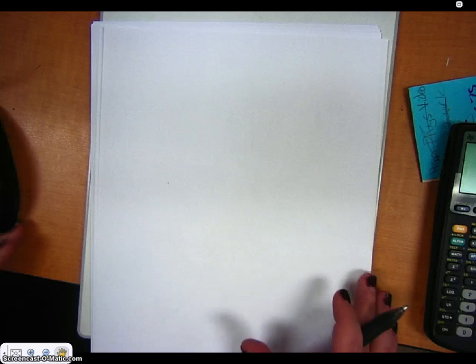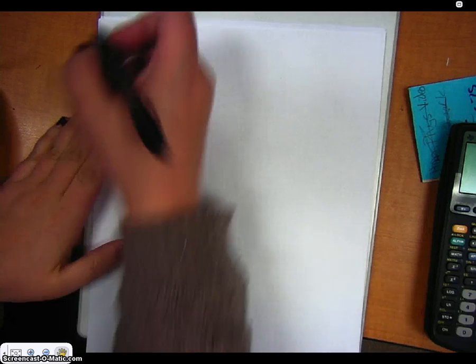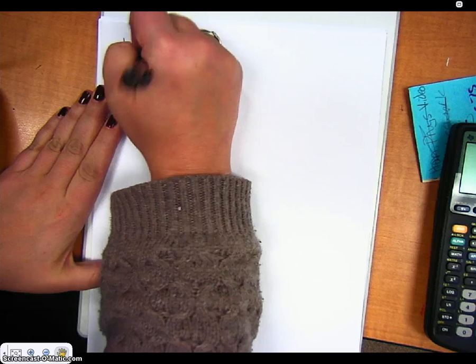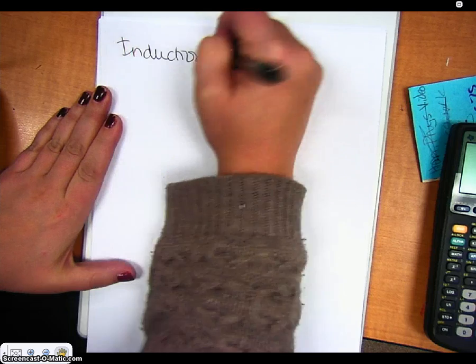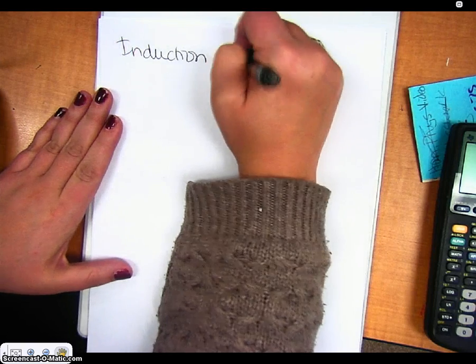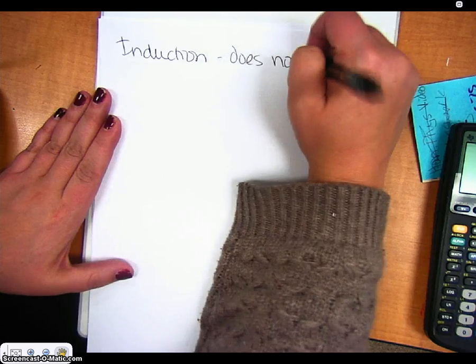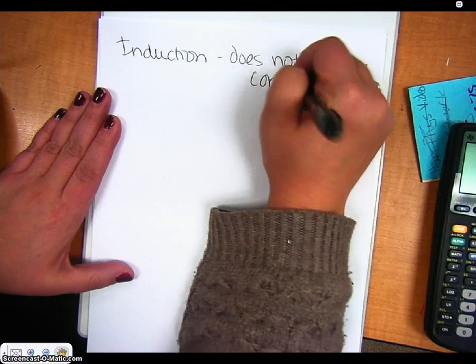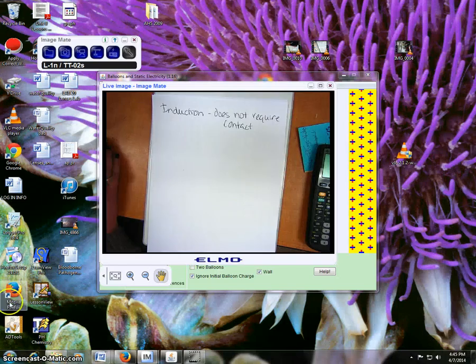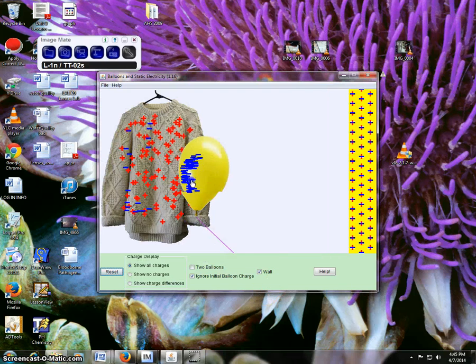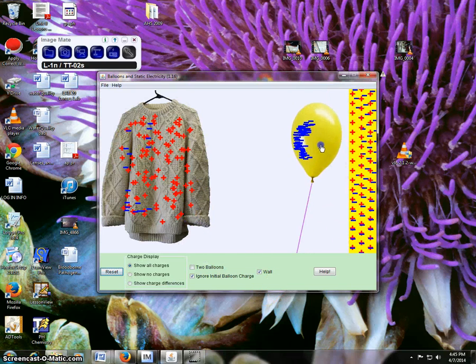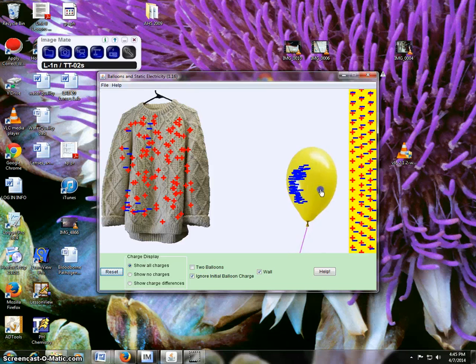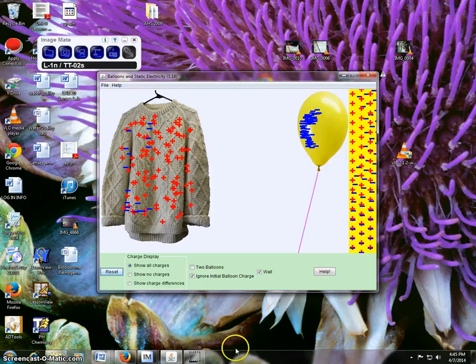Now, another example is charging by something called induction. Induction is a type of charging that does not require touching, so it does not require contact. This would be sort of the example of the wall. If we look back at the simulation again, I bring this object close, and I can see that I can affect the charge distribution just by bringing a charged object close to it.